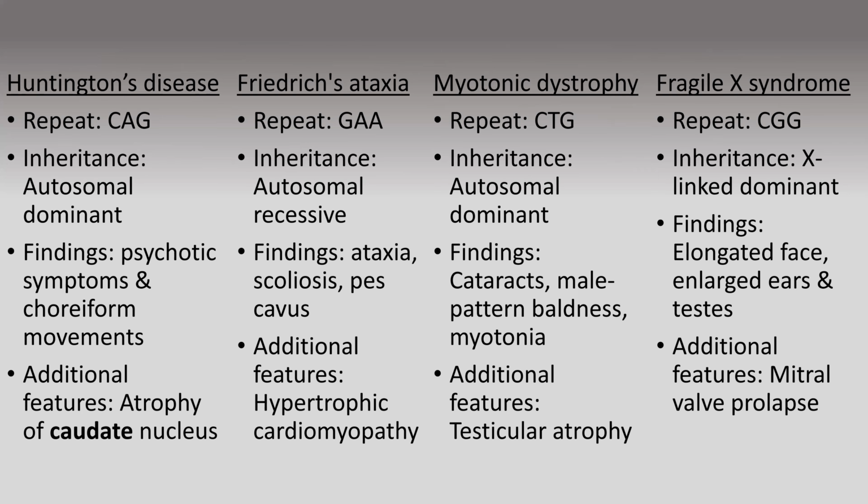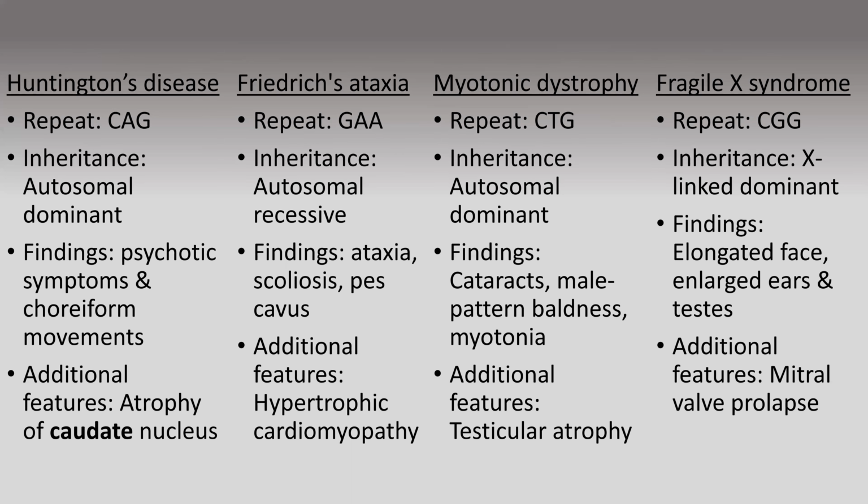So Huntington's is CAG, Friedreich's ataxia is GAA. Some people use the mnemonic GAAIT, because you have abnormal gait with Friedreich's ataxia. Myotonic dystrophy is CTG, and Fragile X syndrome is CGG. Huntington's is autosomal dominant, so look for family history. Friedreich's ataxia is autosomal recessive, so you may not see family history. Myotonic dystrophy is also autosomal dominant, so look for family history. And Fragile X is X-linked dominant, so look for males oftentimes.